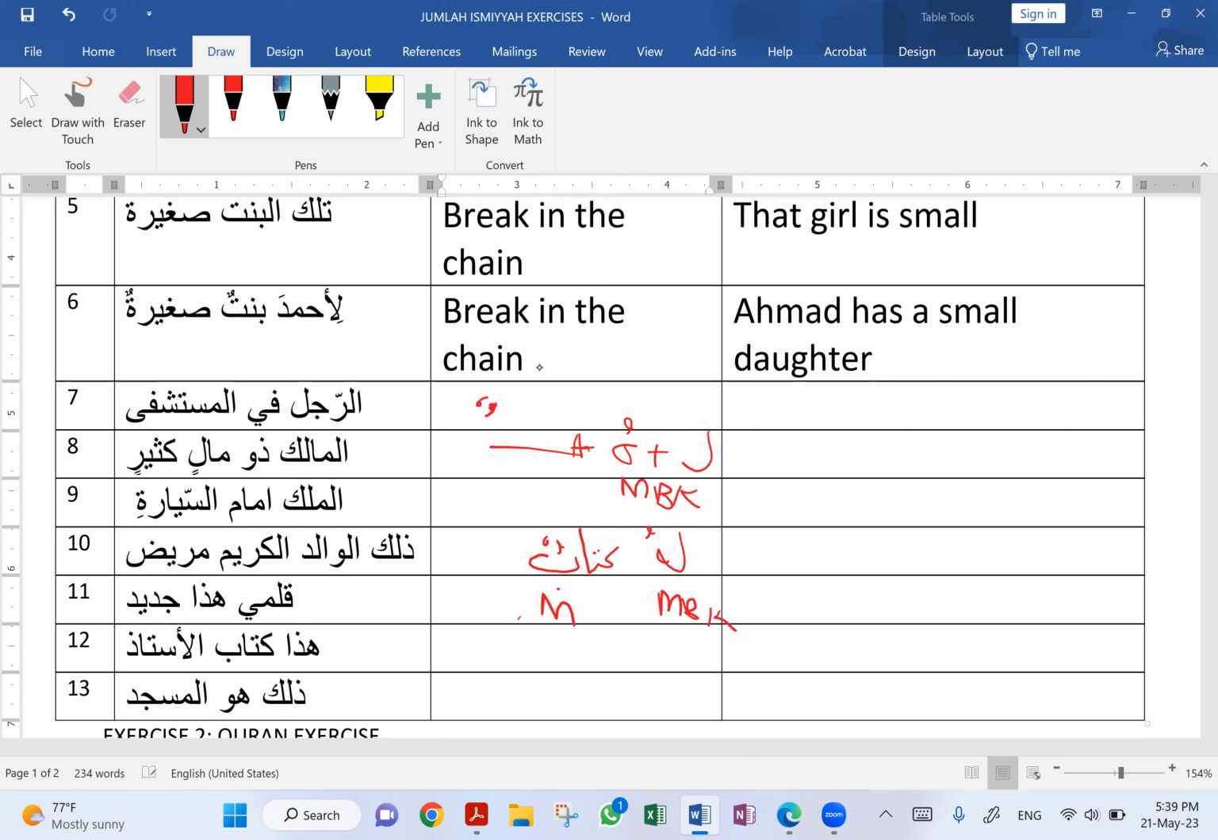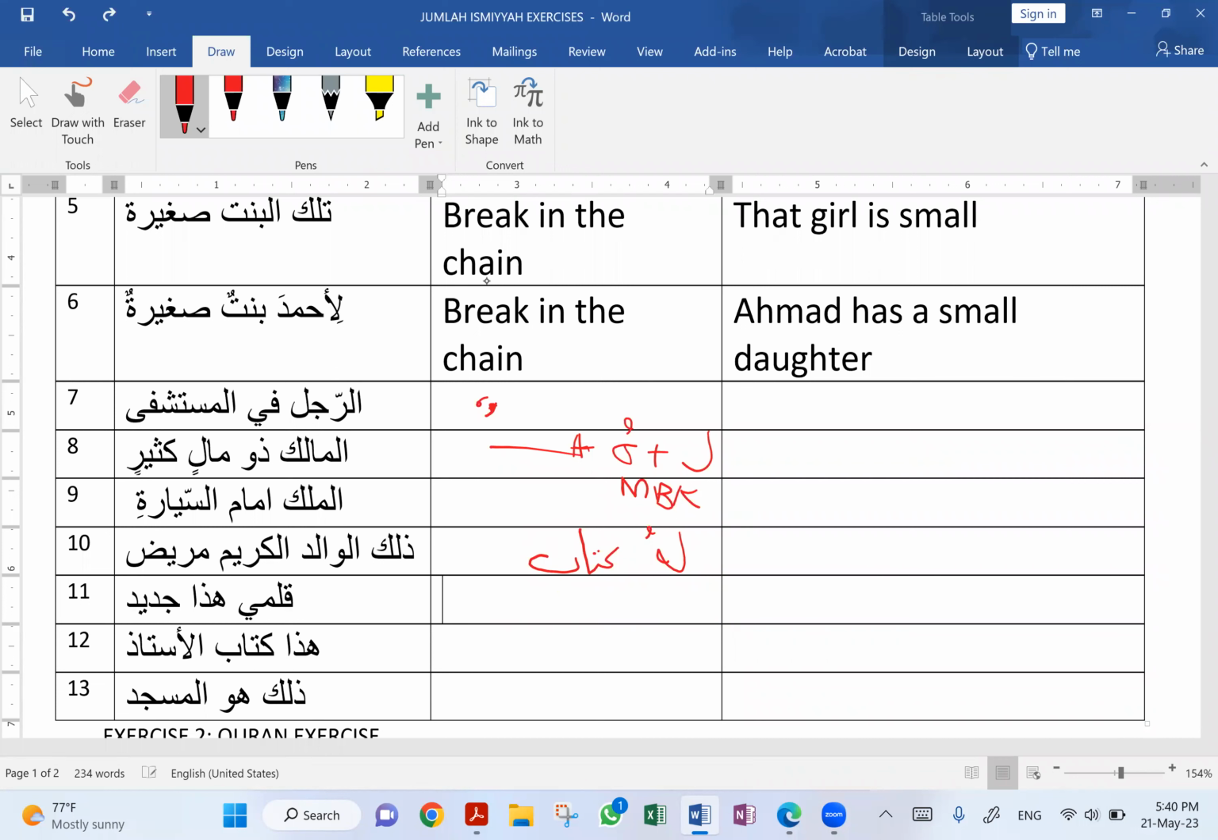Now lahu, for him. We know lam means for, and hu means him. So that means lahu, for him. But when you have this structure, Ustad gave us a hint, we don't translate it as for him is a book because it's weird English. So we just say he has a book. Instead of for him, we say he has. Is that clear? Okay, great.